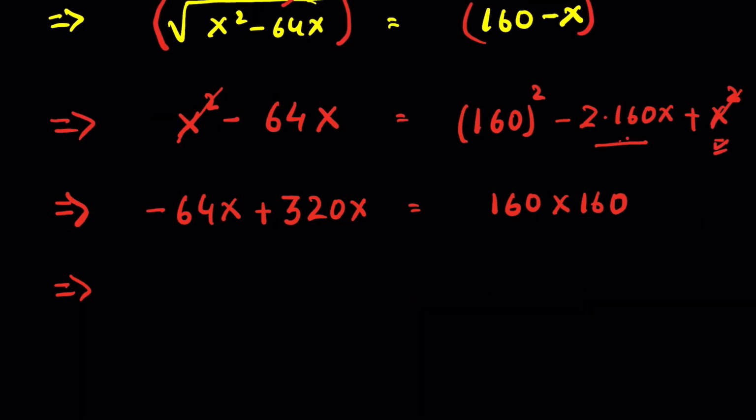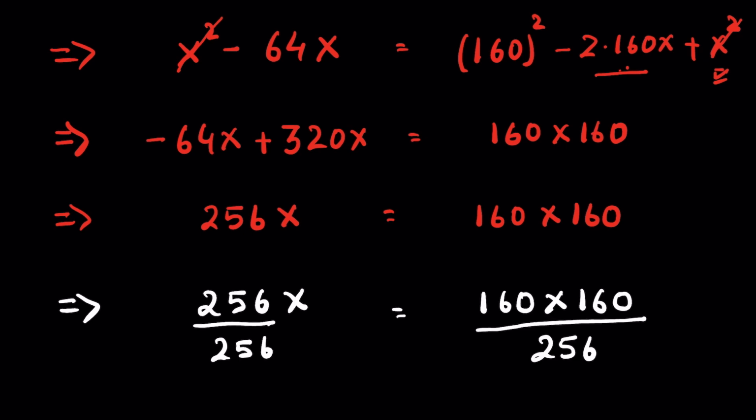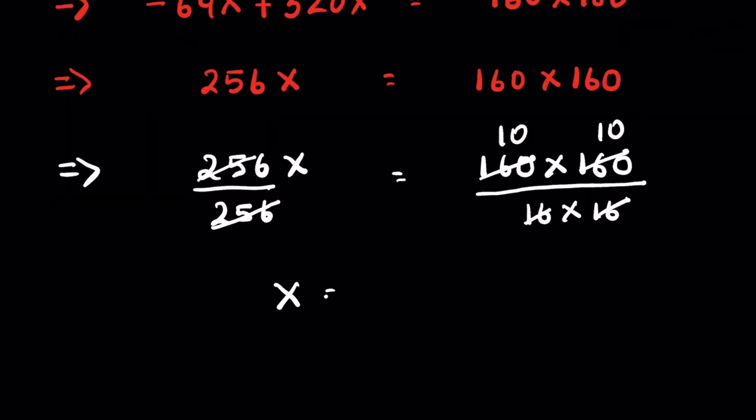320 minus 64 will be 256. 256x is equal to 160 times 160. Now let's divide both the sides by 256. So this 256 gets cancelled. 256 we can write it as 16 times 16. 16 square is 256. So 16 times 10 is 160, 16 times 10 is 160. x is equal to 10 times 10, which is 100.